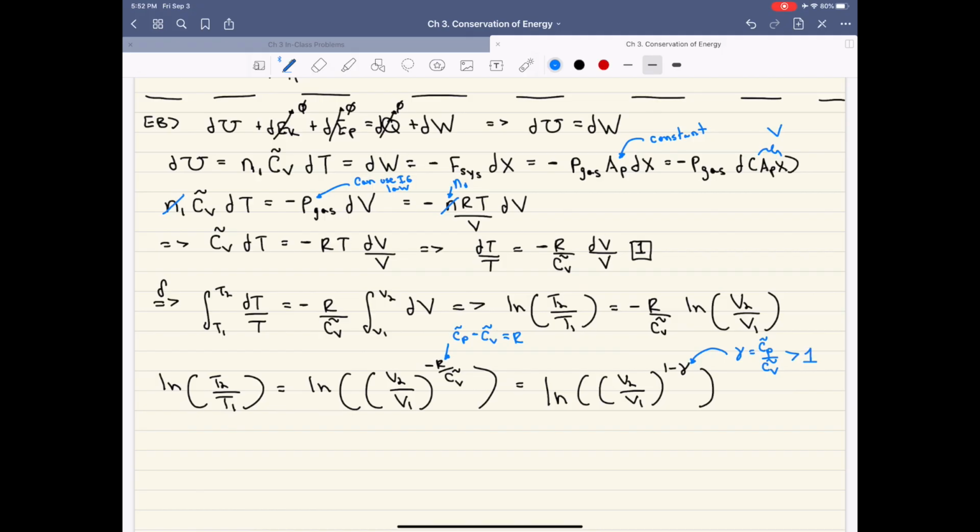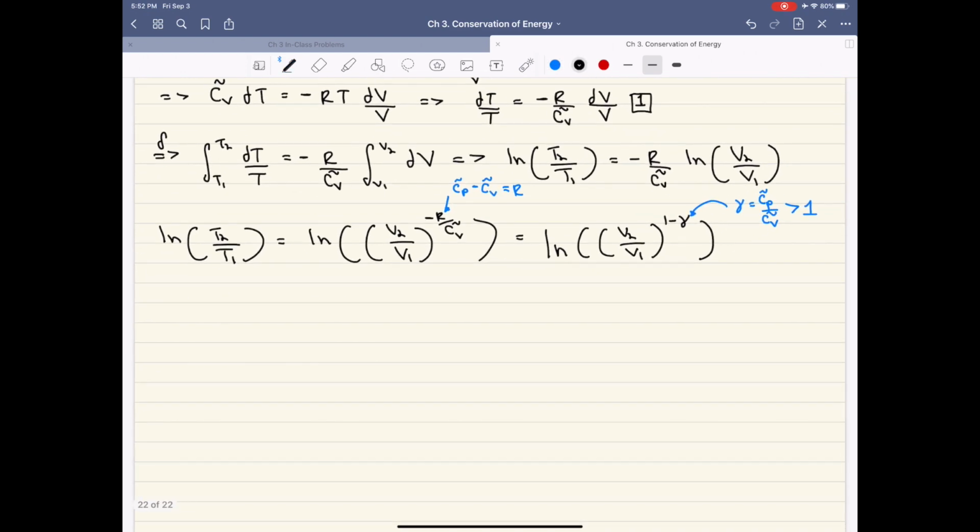Okay? All right, and so we could write it like that, and just to make it even simpler, since we have natural logs on both the left and the right hand side, we could take the exponential of both sides, and what we get is T2 over T1 is equal to V2 over V1 raised to the 1 minus gamma. Okay? And I'm going to call this equation 5. All right, and so now we have this relationship between temperatures and volumes.